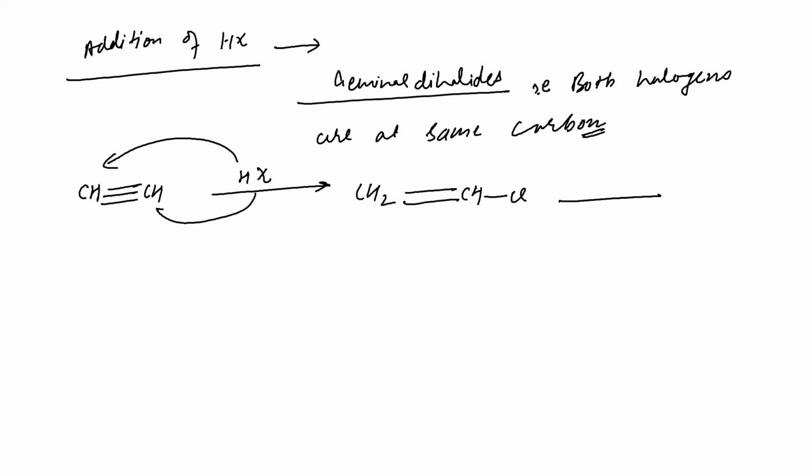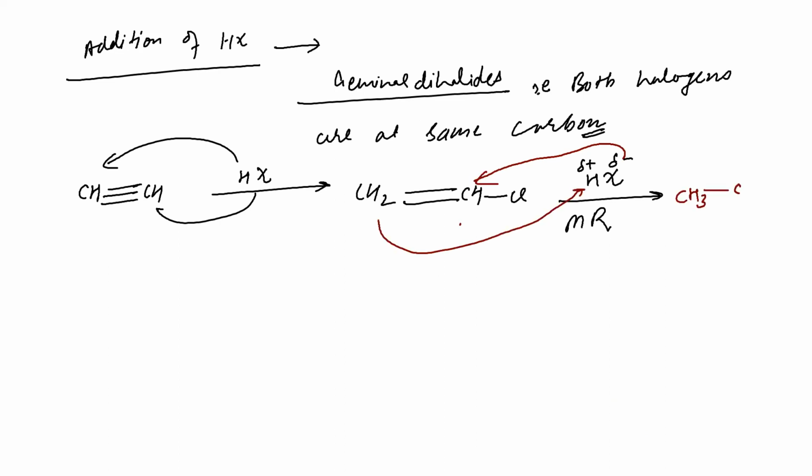Now the second case, what we are going to follow is the Markovnikov rule. And Markovnikov rule says that the negative part of the reagent is going to add to that carbon which has the lesser number of hydrogens. Here only one hydrogen. So X is going to be here. So it is CH3, it is the CH, this is Cl, this is Cl. 1,1-dichloroethane. This is the first condition.